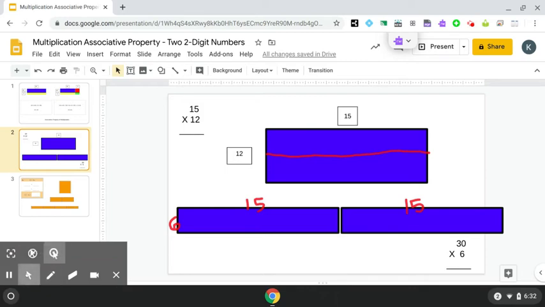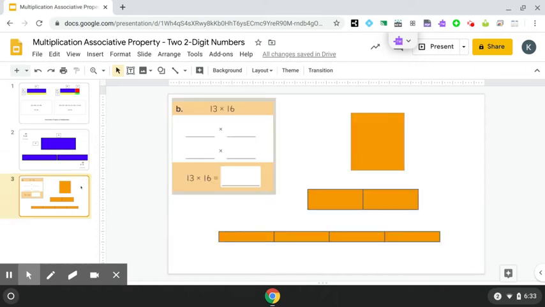So what we've just done is we took our two-digit multiplication and we halved this side, which then doubled the length. And when I look at this, that's a lot easier to multiply than this. Same area, just a different arrangement. Let's take a look at a sample from your work today. Here we have the multiplication fact 13 times 16, again, two-digit numbers.